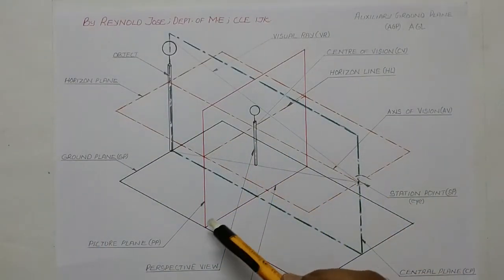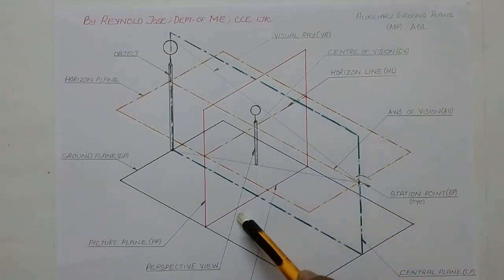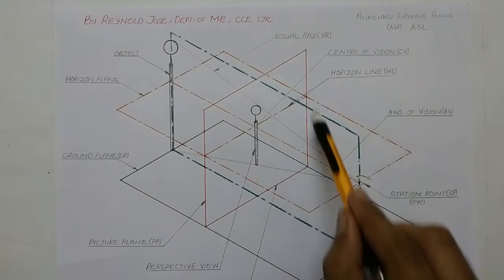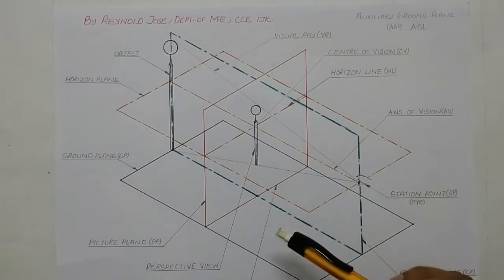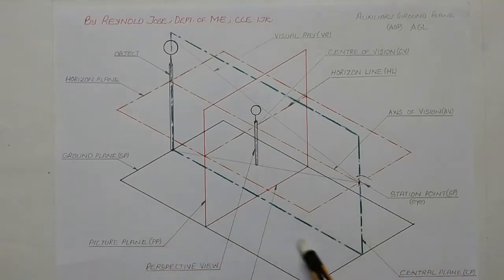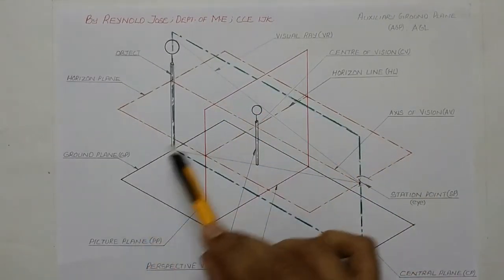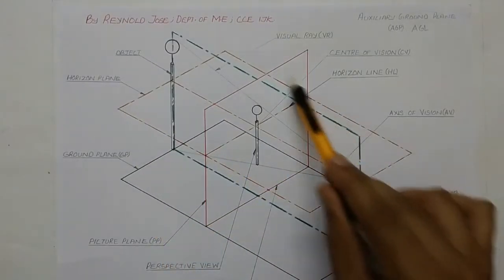The third plane is this red colored plane. This plane is known as the picture plane, written here as PP, which is the short form of the picture plane. The picture plane is represented using red color here. It is perpendicular to both the ground plane and the horizon plane.